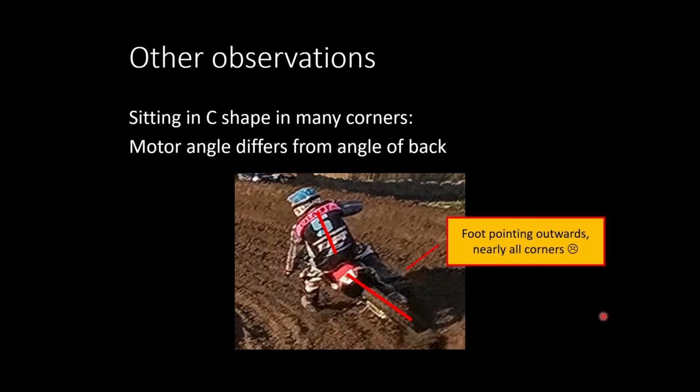Some other observations that I make. I do a lot of sitting in C-shape, at least that is how I call it. What is a C-shape? It means that the angle of my back is different from the angle of my motorcycle. I'm not 100% sure what is good or bad, but I think if you have a corner like this, where you have a lot of traction because it is going up, you do not really need the C-shape. You need the C-shape if it's a flat corner, but in a non-flat corner, I'm not sure if you need it.